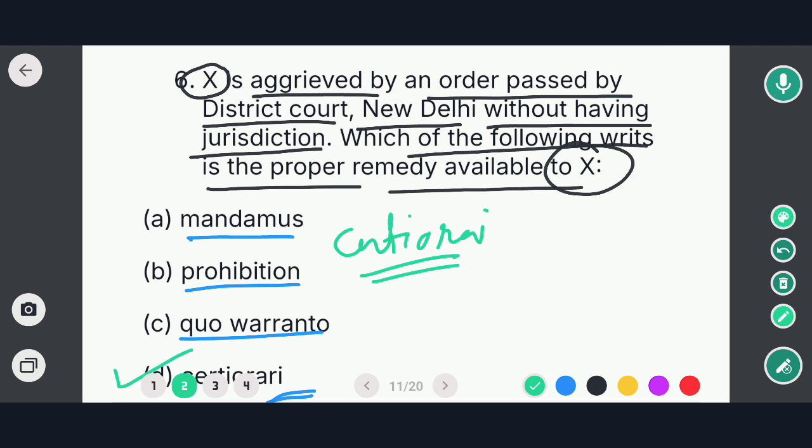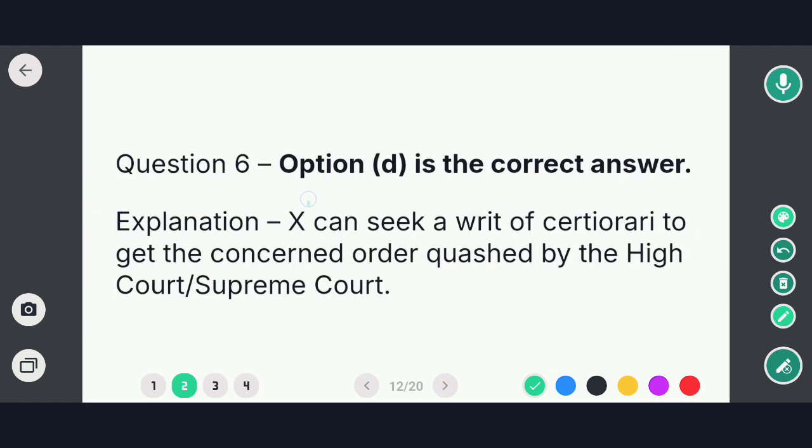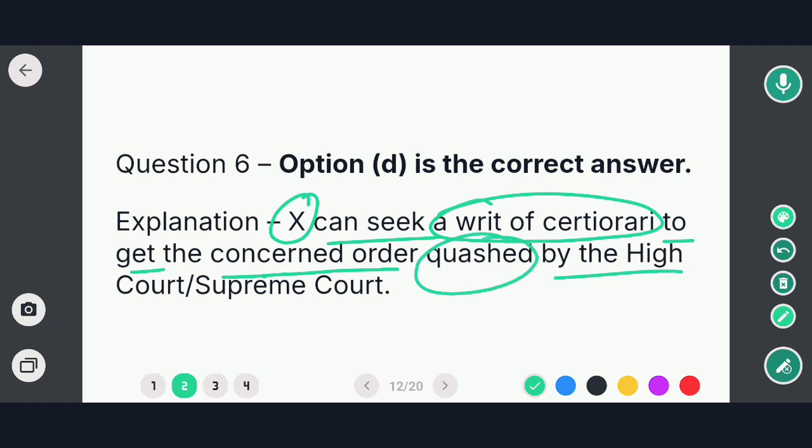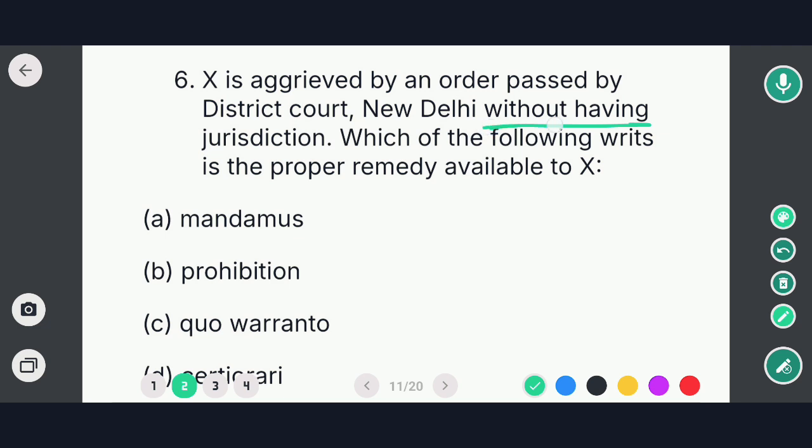Okay, so in this case option D would be the correct answer. So now let's read the explanation for better understanding. X can seek a writ of certiorari to get the consent order quashed by the High Court or the Supreme Court. That means if the court passes or gives any judgment without having proper jurisdiction, then in that case the writ of certiorari can be issued to the High Court or the Supreme Court to quash that order or judgment.